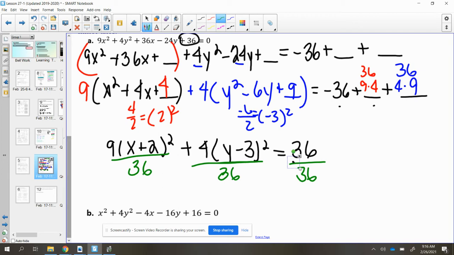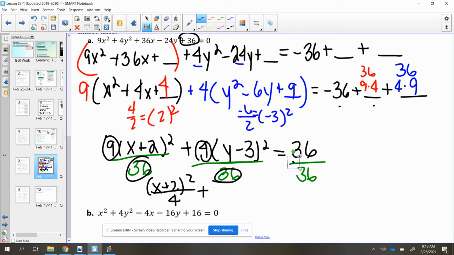because we need this equal to 1. Okay, so our final equation here, the 9 and the 36 are going to simplify to be 1 over 4. So x plus 2 quantity squared over 4 plus 4 over 36, which is 1/9. So y minus 3 quantity squared over 9 equals 1.